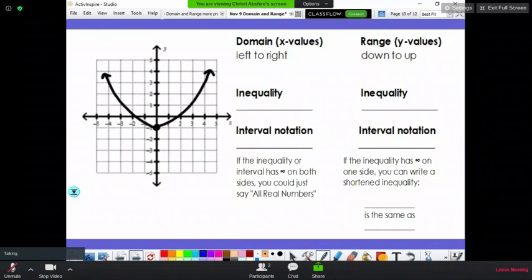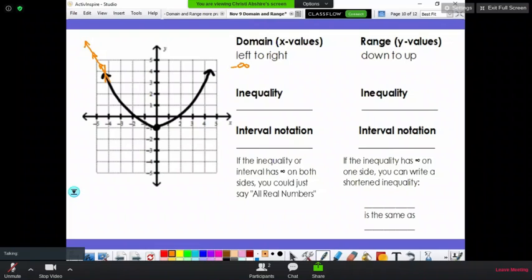Now let's talk about this one. It does seem to have a closed circle, but it has arrows at the ends. So we have to know what's happening at those arrows. When I start to talk about the domain and I'm saying how far to the left does this go, this arrow would make it go and go and go. So it's actually going to -infinity.